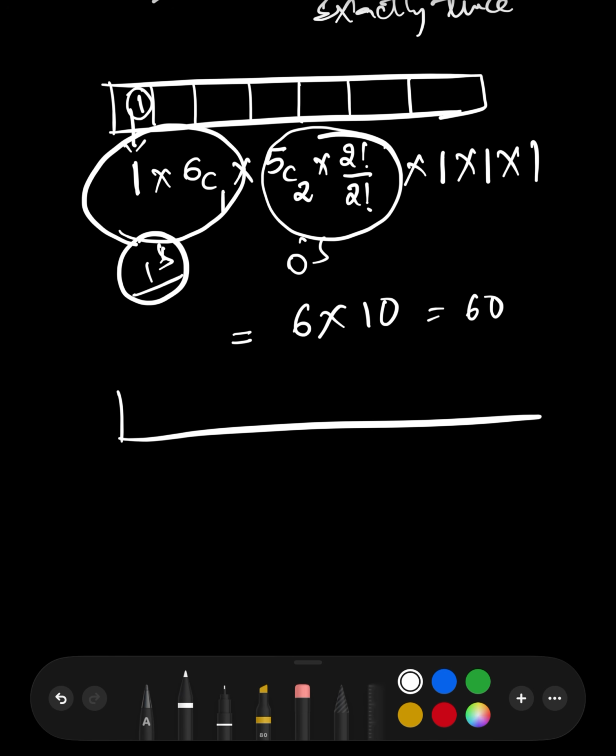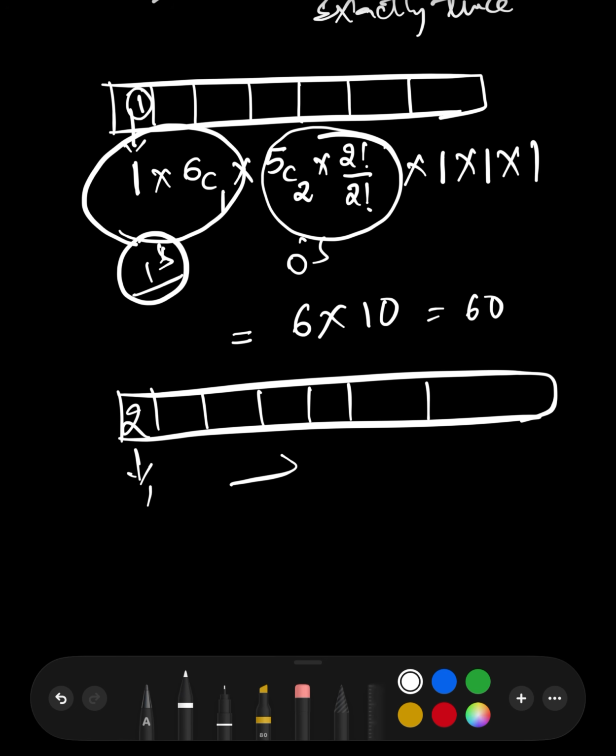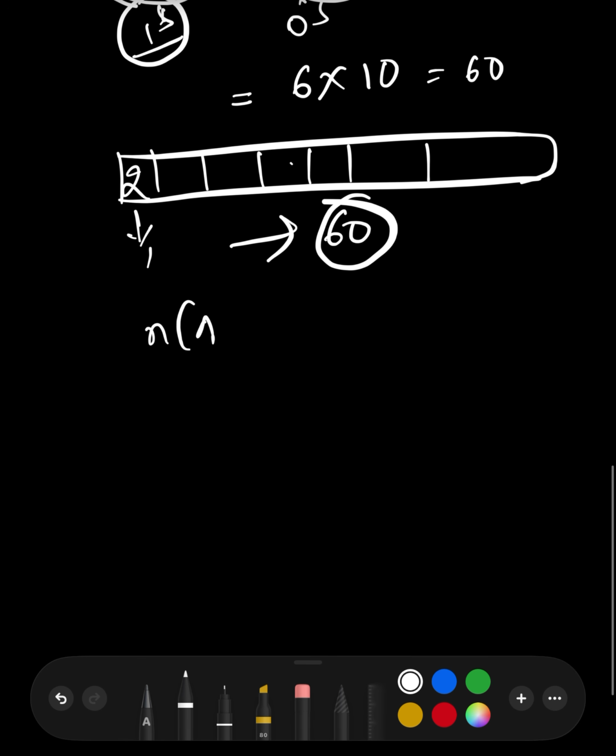So as it is, similarly, if this first place can be filled with 2, that is also one way. Here also this can be done in 60 possible ways. Yes. So total, n of A intersection B is 60 plus 60, 120.